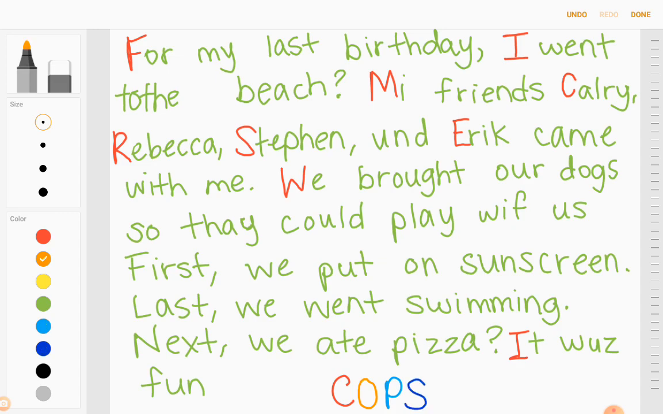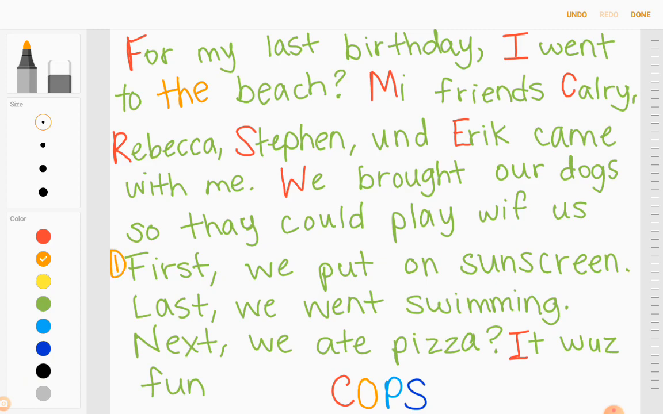Okay, so orange. For my last birthday, I went to the. Is that one word or two words? You guessed it. This is two words. Those need to be separated. So I'm going to erase the word the and rewrite it. To the beach. My friends Carly, Rebecca, Stephen, and Eric came with me. We brought our dogs so they could play with us. First, we put on sunscreen. Last, we went swimming. Next, we ate.